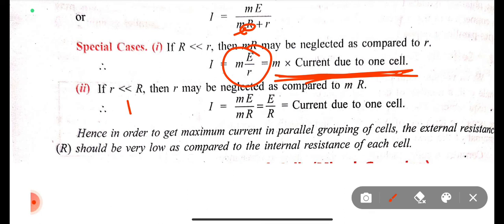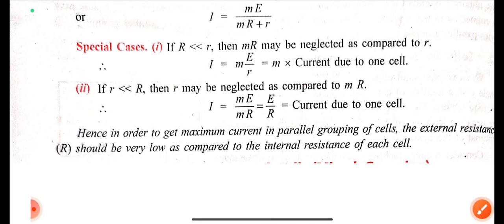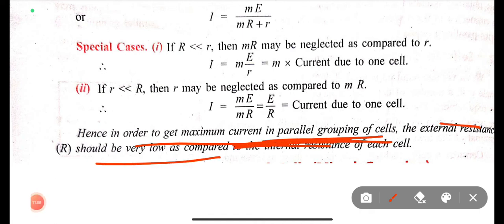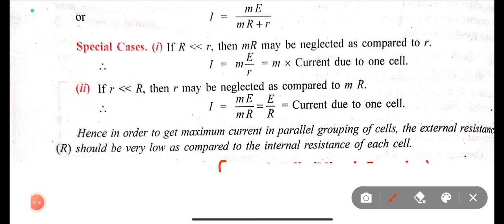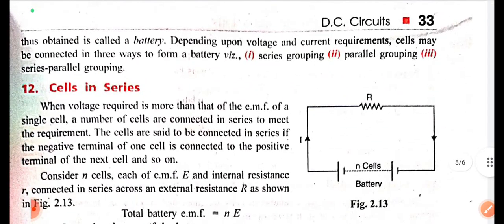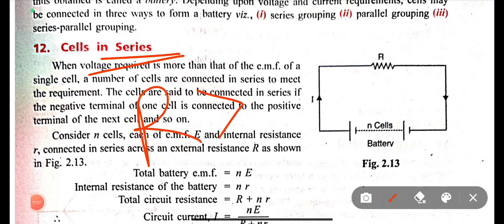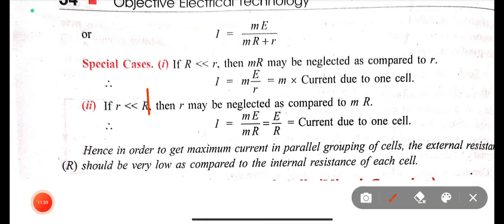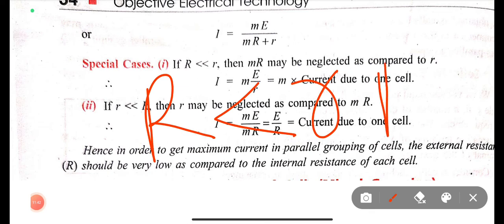But when the external resistance is higher than the internal resistance, we find m E upon m R, then m and m cancel, and we get E by R, the current due to only one cell. So to get the maximum current in a parallel combination of cells, the external resistance should be low, right? So in order to get the maximum current in series, the external resistance should be higher than the internal resistance, but in parallel, the internal resistance should be the higher one, and then we get the maximum current.